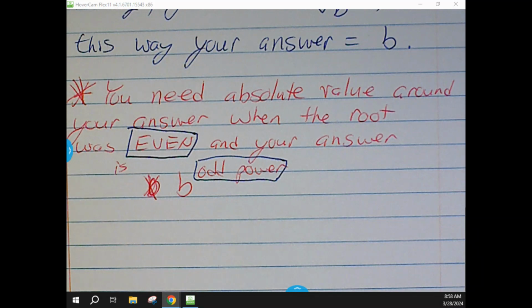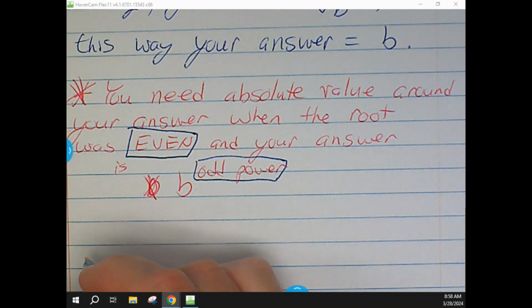Okay. So you said if the root is even and then it has an odd power, you're going to put the absolute value bars around it? Yep. Like the whole problem? The answer, yes. We'll show you one here in just a minute. So just like you solve it and then you put the bars on it.